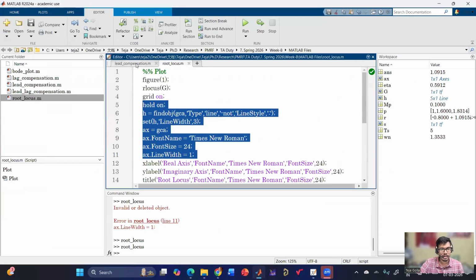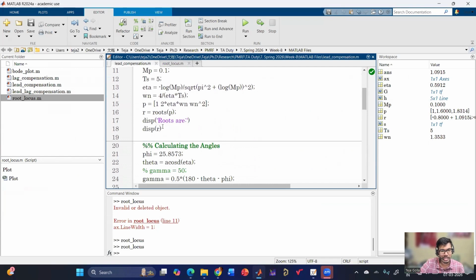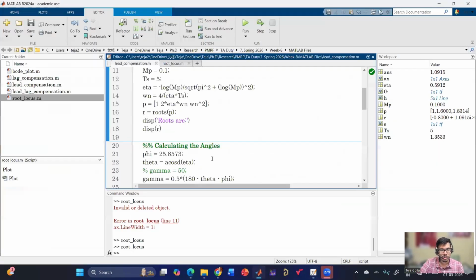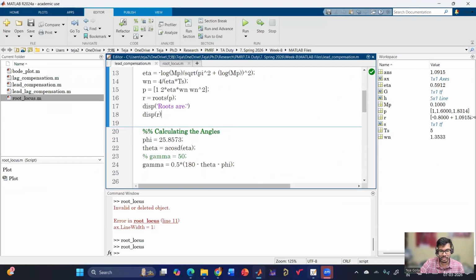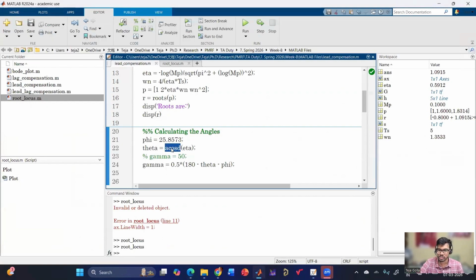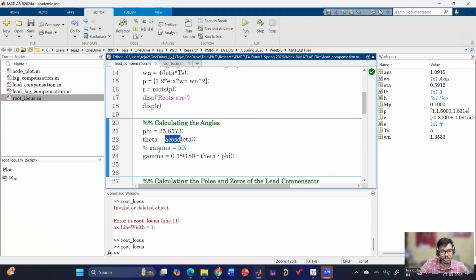Okay. So coming to my lead compensation code again, we have discussed till display R. So now my phi is 25.8573, right? So if I go back, my phi is 25.8573 degrees. Okay. So now theta is cos inverse eta, and I need it in degrees. So that's why I have to use cosd, which will give me degrees. And the question is what is the value of gamma? I can choose gamma to be 50. I can choose gamma to be 100. I can choose gamma to be 10. So how do you choose gamma? We'll come back to that point a little bit later.